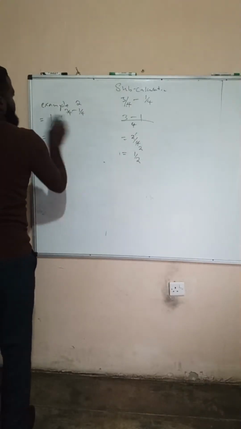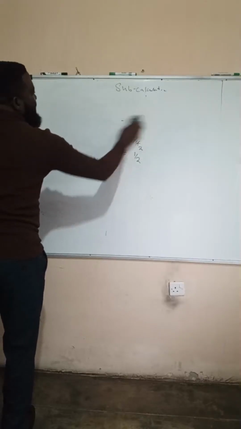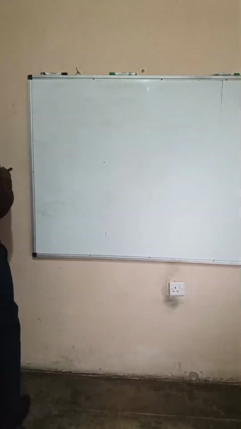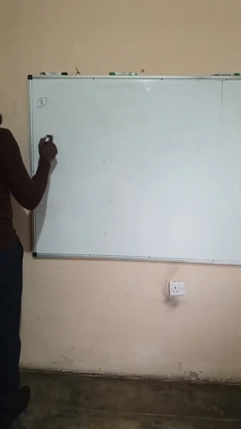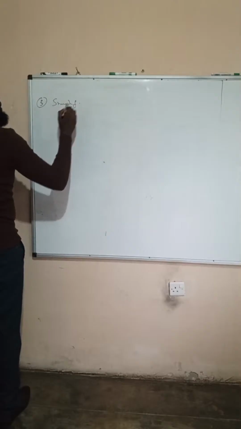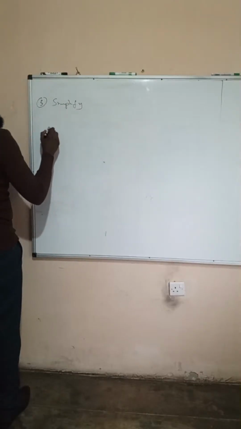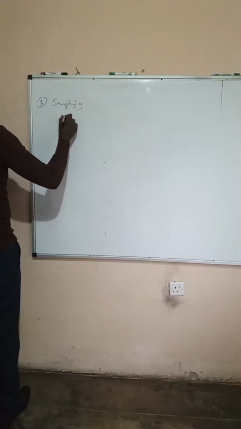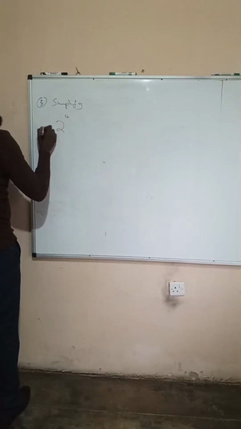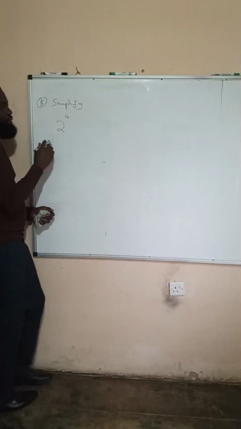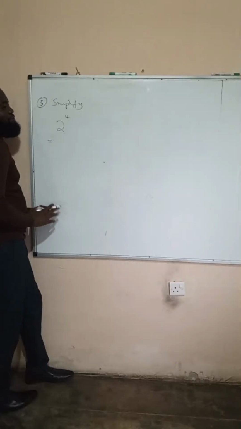I've explained that. Let me explain the other part. Example 3. Okay. So, simplify 2 to the power 4. How do you simplify such an equation? So 2 to the power 4, how do you simplify it?